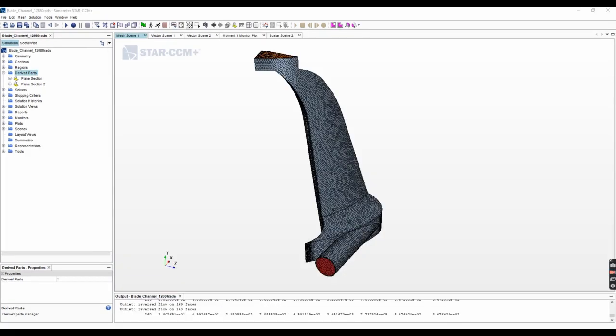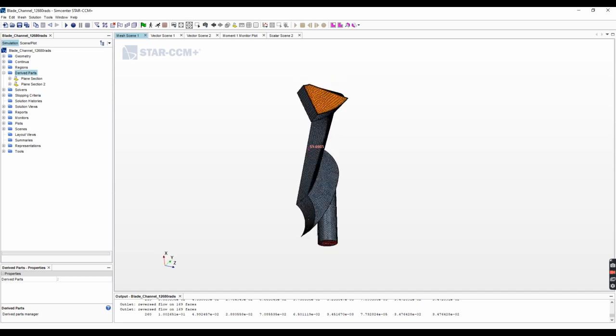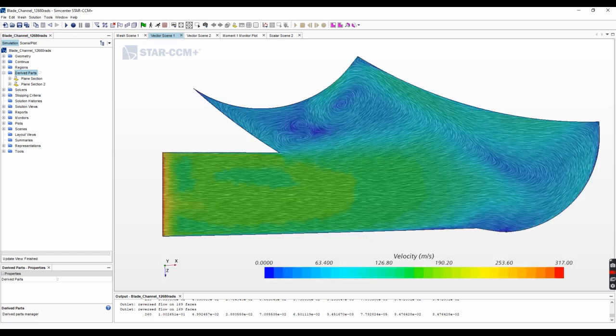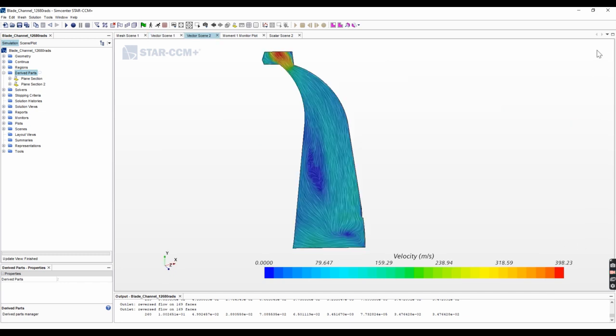Moving on to the static blade nozzle, we can see that this is the mesh that was generated for that model. Here is planar section 1 and planar section 2. In vector scene 1, we can see that there was a velocity inlet applied with a velocity of 317 meters per second at the inlet.